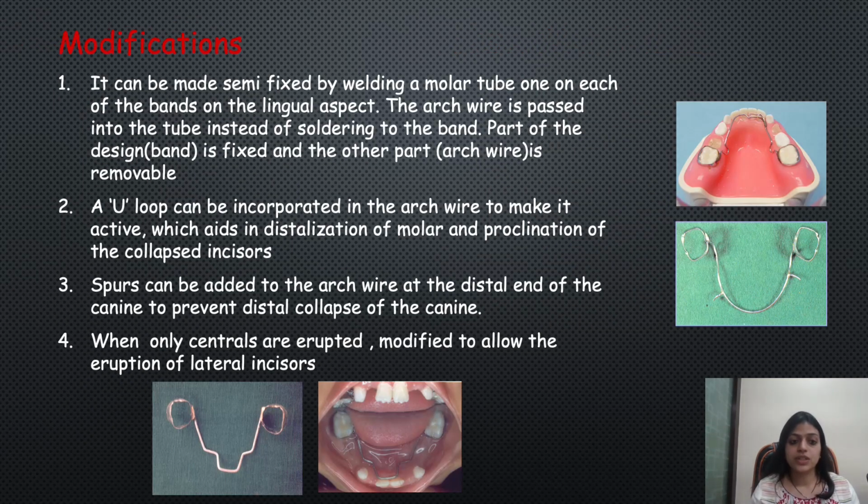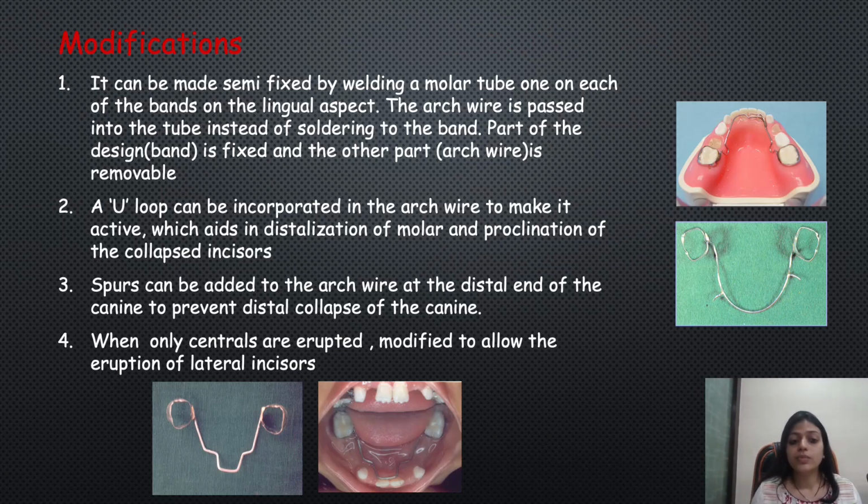Okay, modifications: it can be made semi-fixed by welding a molar tube on each of the bands on the lingual aspect. Okay, so if we weld a molar tube, then it can be made semi-fixed. The arch wire is passed into the tube instead of soldering to the band. So part of the design is fixed, that is the bands are fixed, and the other part, which is the arch wire, is removable. Okay, so it becomes a semi-fixed appliance.